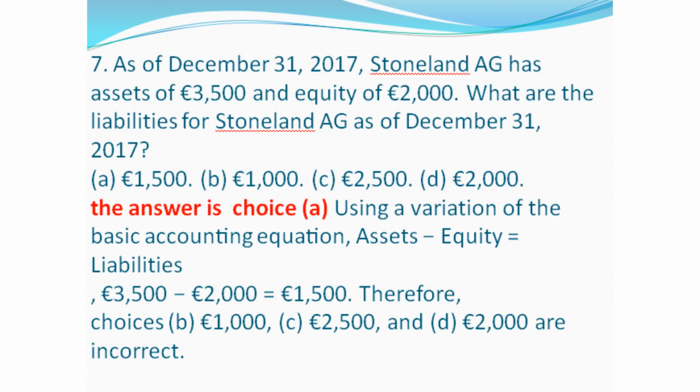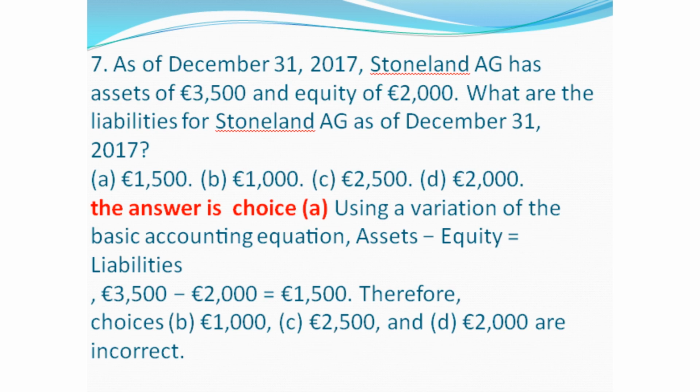7. As of December 31, 2017, Stoneland AG has assets of €3,500 and equity of €2,000. What are the liabilities for Stoneland AG as of December 31, 2017? A. €1,500. B. €1,000. C. €2,500. D. €2,000. The answer is choice A.